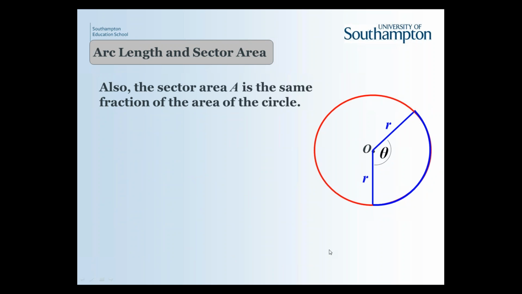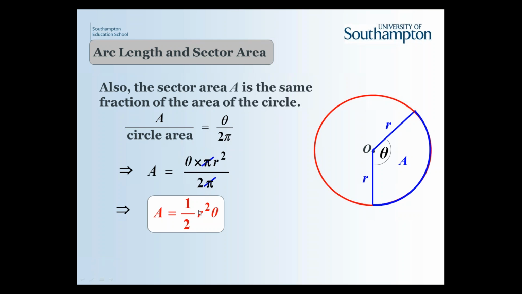Equally, for the area, it's still just the fraction of the area. So you've got the theta over 2 pi multiplied by pi r squared this time. So instead of being able to cancel the 2 pi fully, we can just cancel the pi's, and we're left with the area being half times r squared times the theta.